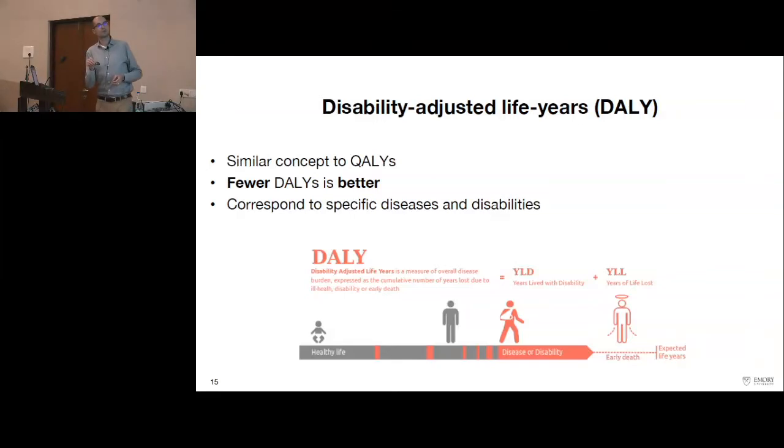In this example, we have a healthy person who gets sick and then lives with some disability. So these are the years lived with disability. And the disability also makes this person die a little earlier than he or she would be expected to pass away. So the person lived these years with disability and then lost these years due to the disability. And so the disability-adjusted life years would be this part, roughly.